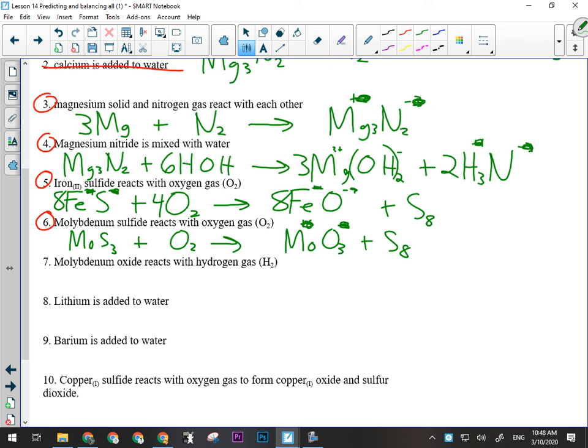We've got some big numbers here. Probably going to have to put a 3 in front of this to get 24 sulfurs, and an 8 in front of this to get 24 sulfurs. And an 8 in front of this, and then a 12 in front of that one.